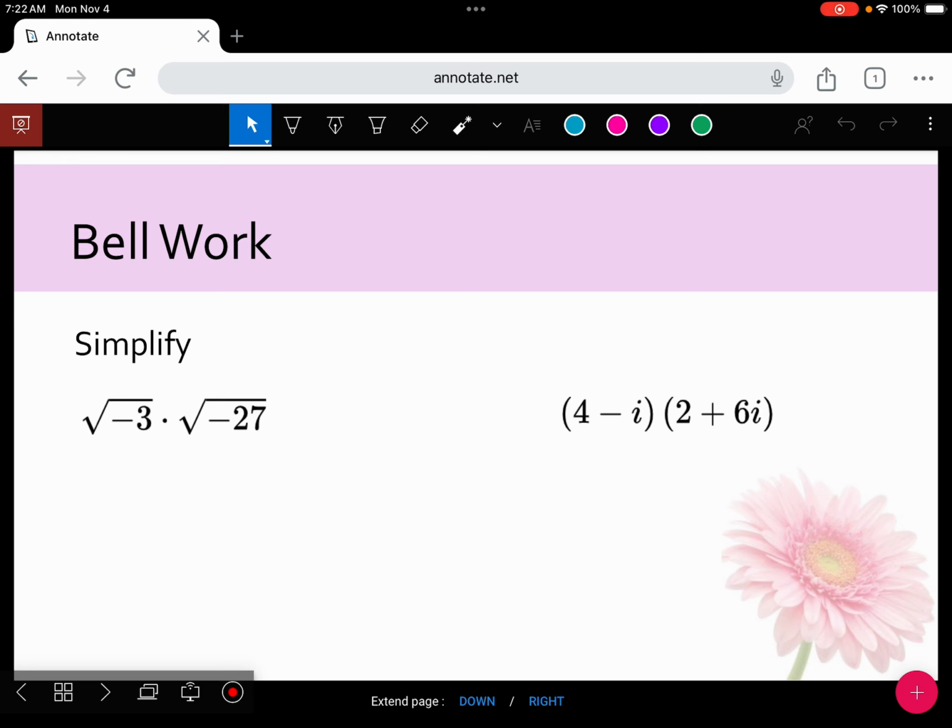All right, let's do bell work. Boop. We're just updating our date. They're right here. This thing. Boop.